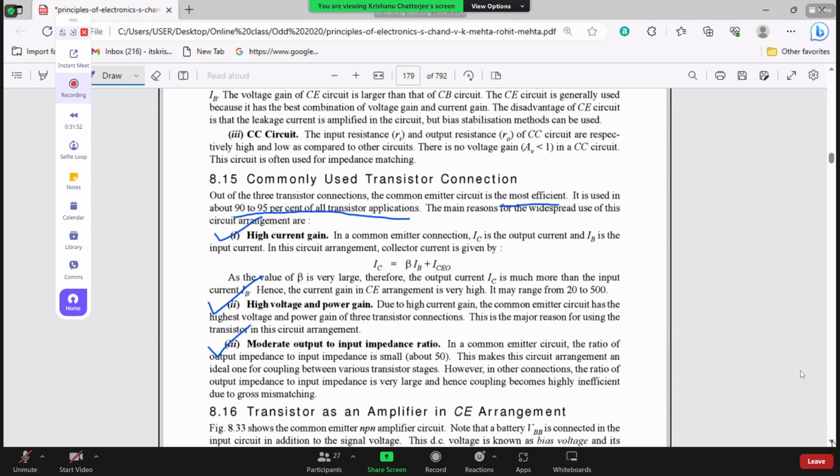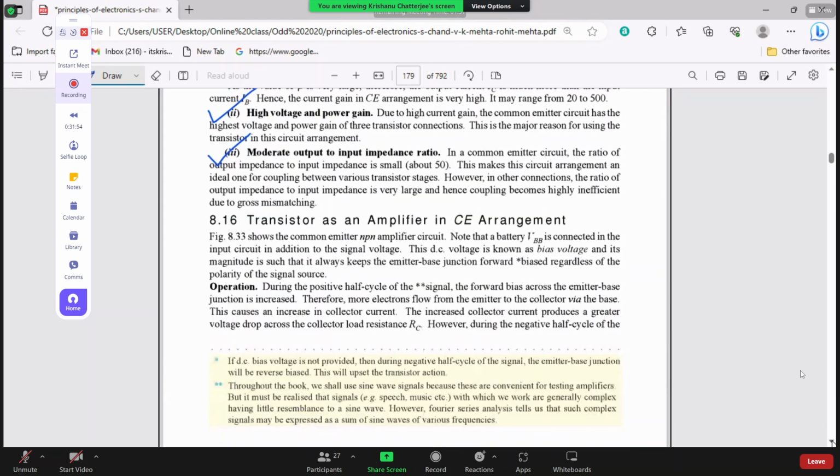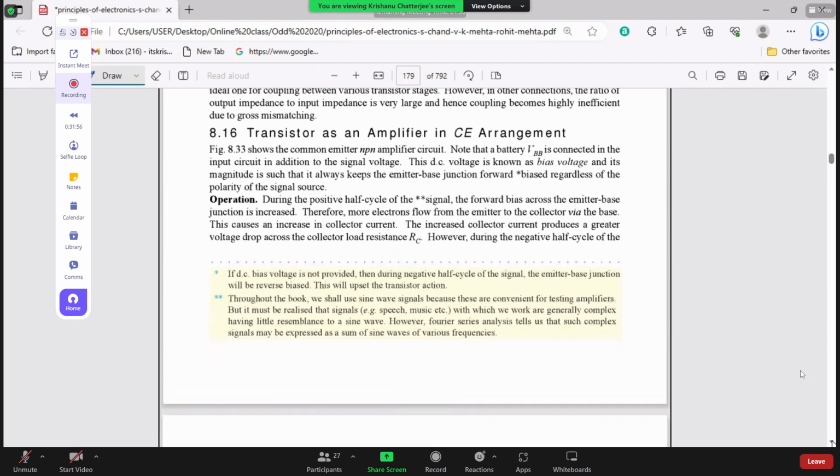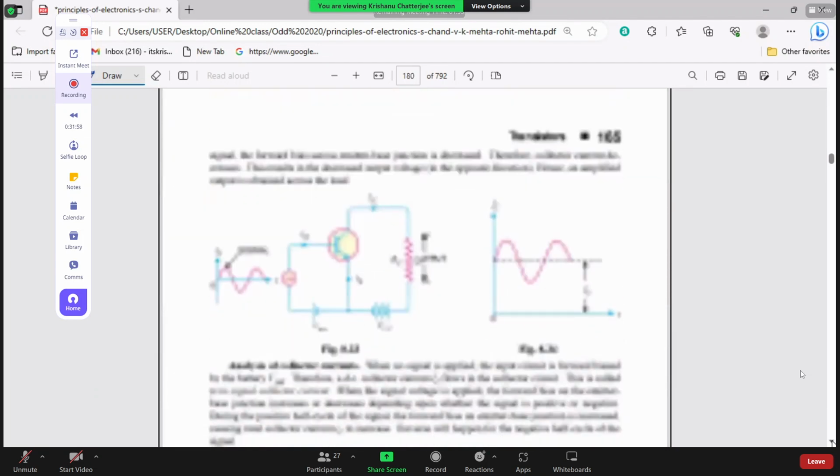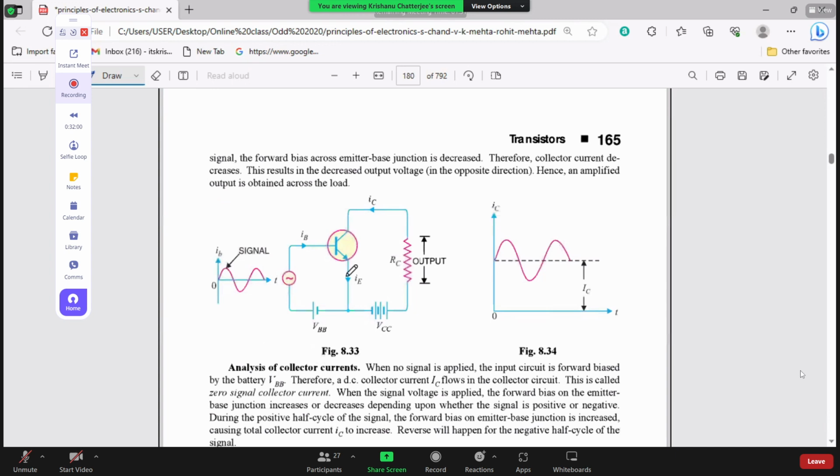And how we are using this transistor as an amplifier in CE arrangement, you should just know the circuit of this one. This is a signal IB. So this is just amplified over here. IC you are getting this much.